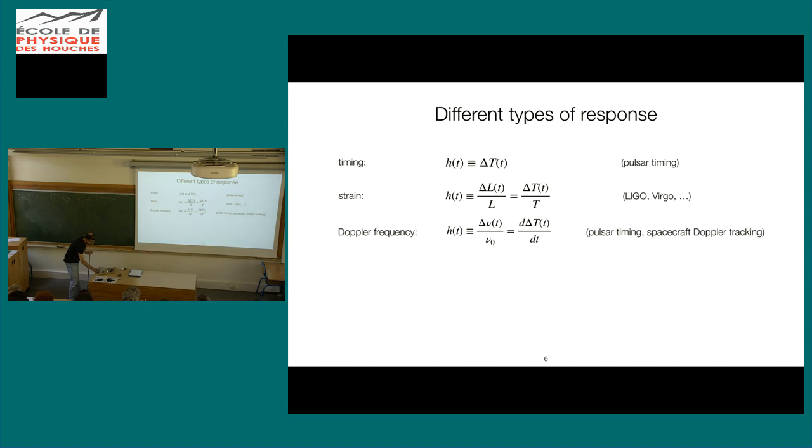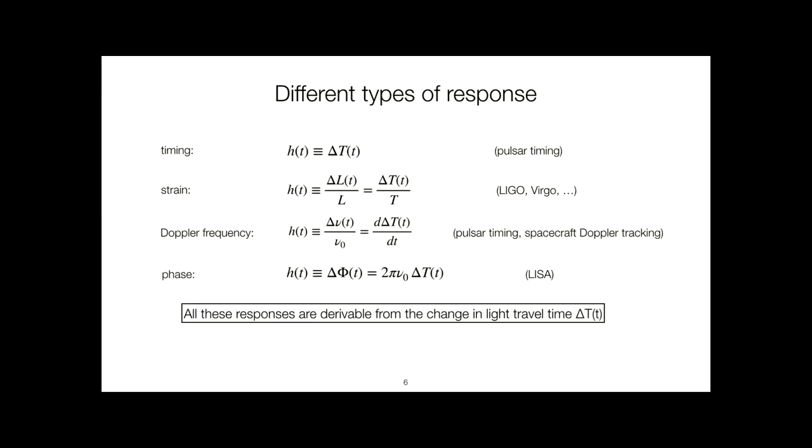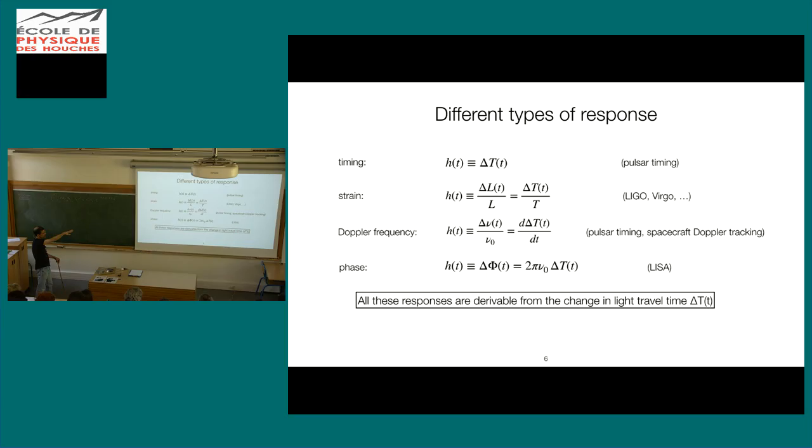And for LISA, people often talk about phase response, okay? So this is a dimensionless thing, which is delta T times nu zero, the nominal frequency of the laser light, okay? But the important thing to point out about these responses is that they are all derivable from delta t. So if we know the timing residual response of a beam detector, we also can easily get these other responses as well.